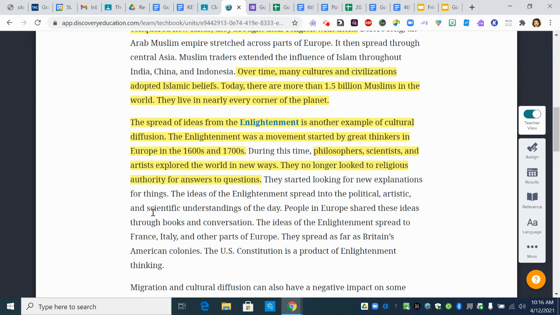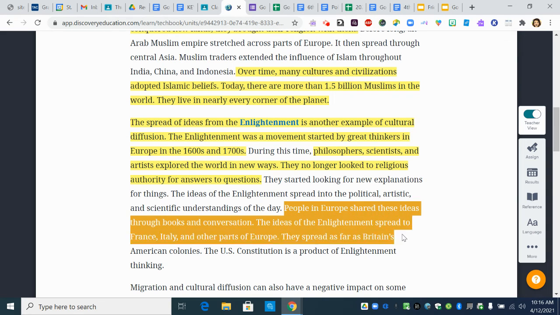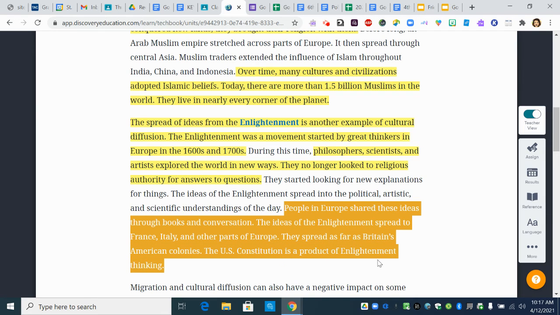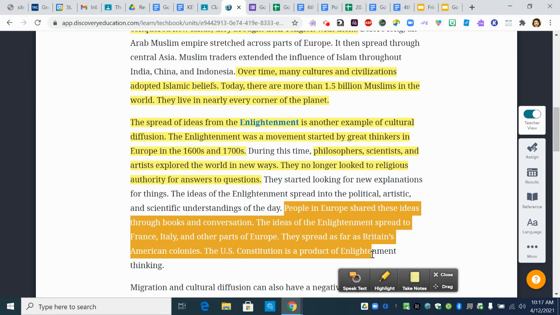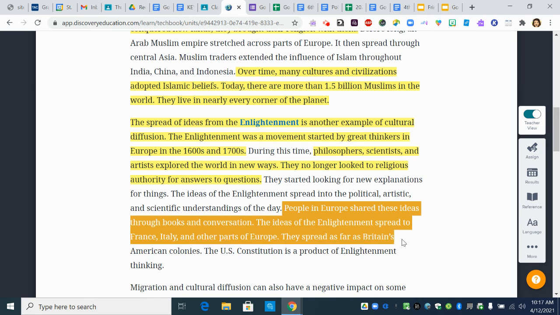They started looking for new explanations for things. The ideas of the Enlightenment spread into the political, artistic, and scientific understandings of the day. People in Europe shared these ideas through books and conversation. The ideas of the Enlightenment spread to France, Italy, and other parts of Europe. They spread as far as Britain's American colonies. The US Constitution is a product of Enlightenment thinking. Okay.